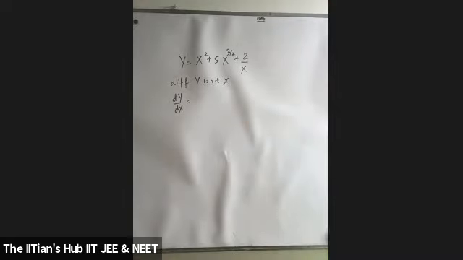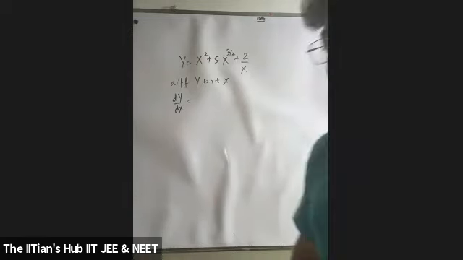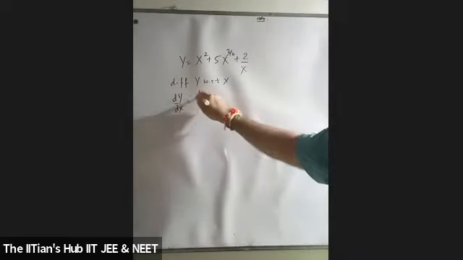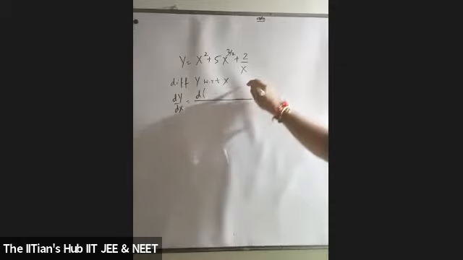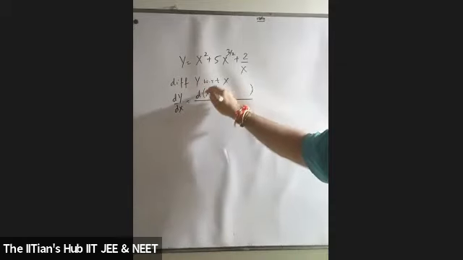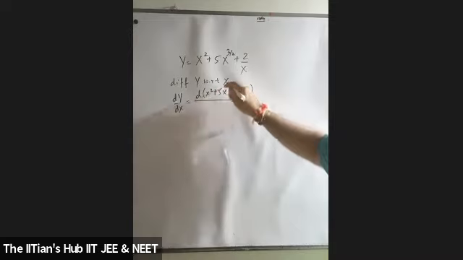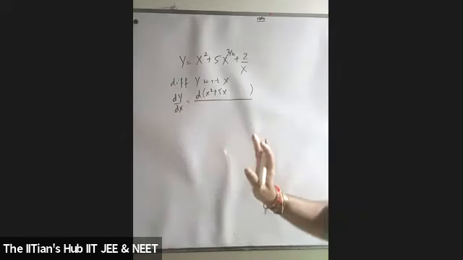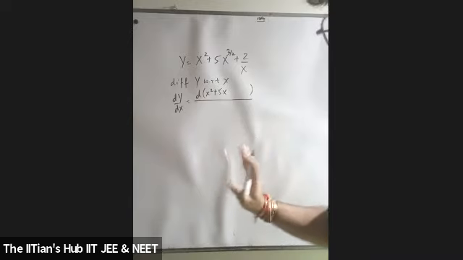Sir, first we will write dy upon dx is equal to d upon dx of the y equation written above. Wait a minute, so I'll put differentiating the whole expression x square plus 5x. See, like the students, I'm trying to do this question. Each and every step I will be solving. I'm not going anywhere direct.